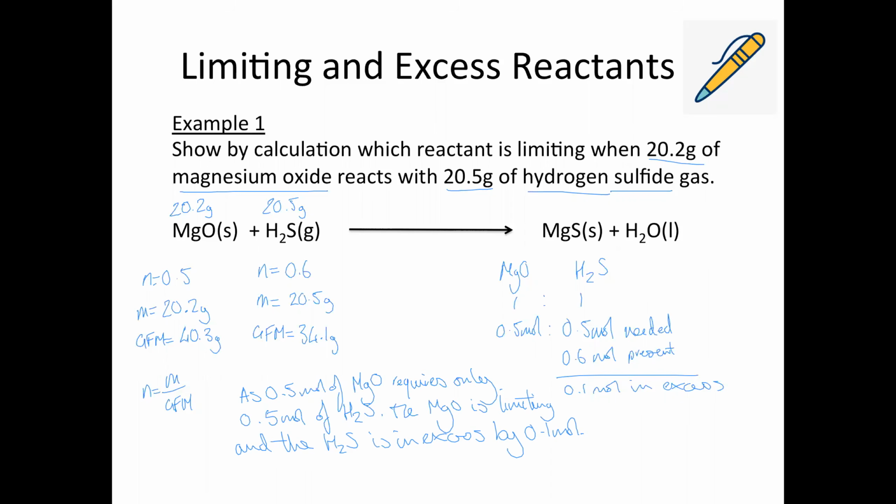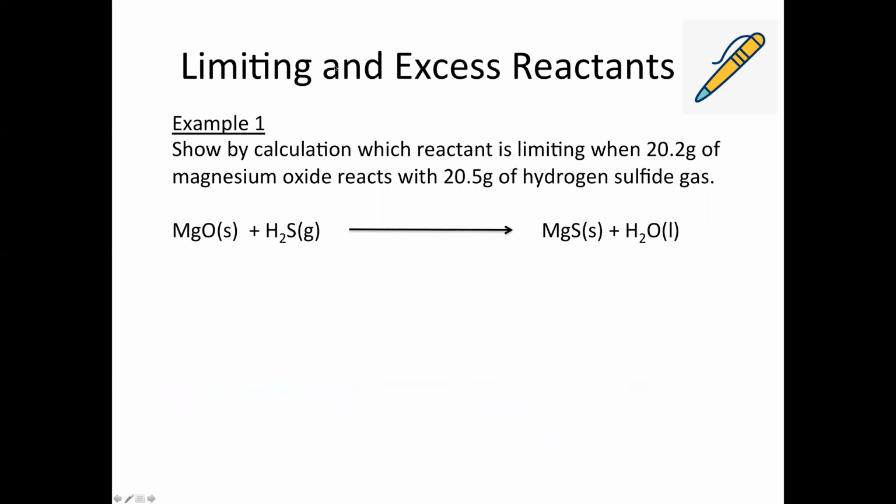Okay. Writing your reasoning in a sentence just makes it very clear to whoever's marking your assessments that you understand which one's limiting and which one's in excess. Okay, so calculating how much you've got of the excess reactant helps enhance that explanation as well, but you could just have this information in a very well explained sentence without telling me how much is in excess, but it's a good idea to add that in if you can. Okay, so we'll look at another example now.